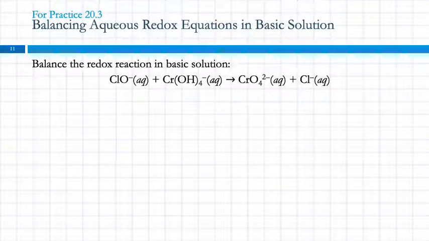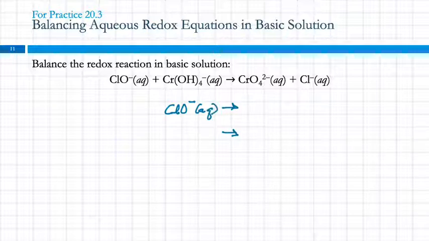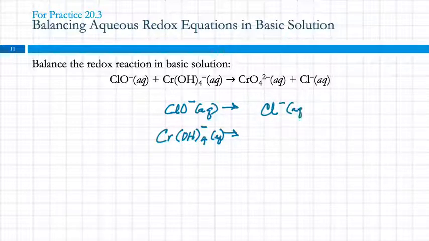One more example. Another basic one. So balance the redox reaction in basic solution. So we start out like it was acidic, and we write our 2 half reactions. So I've got hypochlorite ion, and I have this guy that you don't know how to name yet. And then over here, Cl⁻ and chromate.